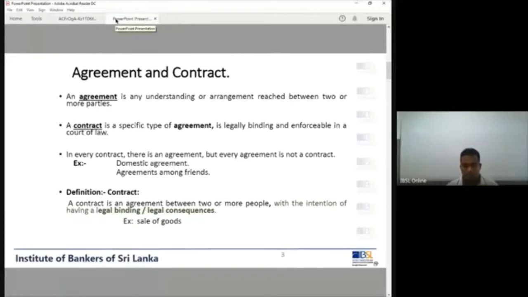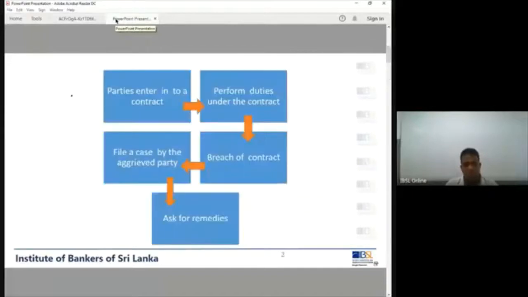Okay, we'll start today's lesson. It's a continuation of the previous lecture. If I summarize what we studied last week, we started the lecture about contract law.